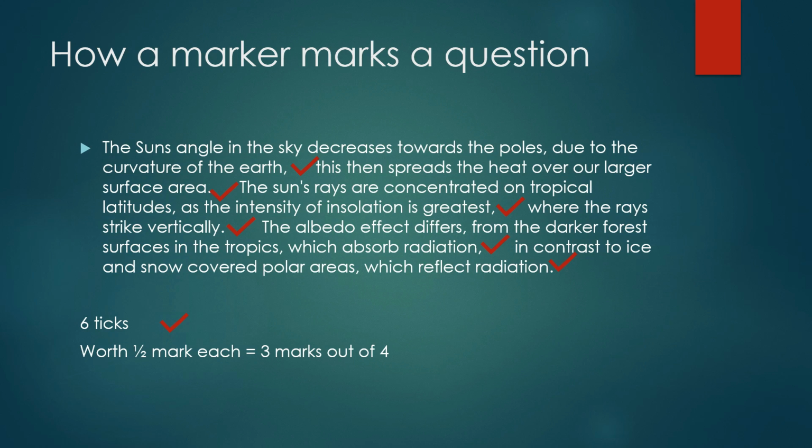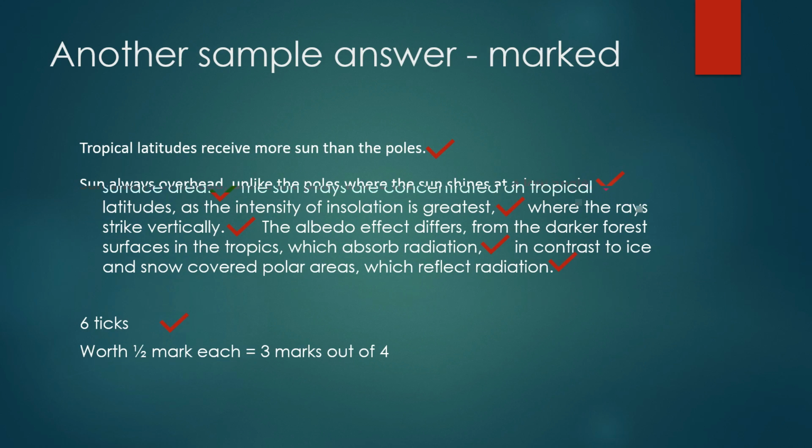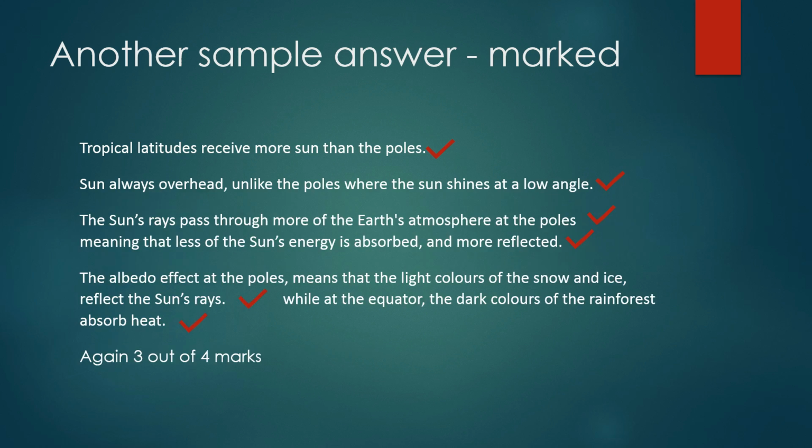There are obviously other points that could be made, such as the tilt of the Earth's axis resulting in the sun being higher in the sky, between the tropics, throughout the year, which focuses the energy. There is no solar insolation, during the winter solstice, at the poles, producing 24 hours darkness. Whereas the tropics get insolation throughout the year. There are a number of points that can be made. Let's look at a typical sample answer, and see how a marker might give that answer credit.